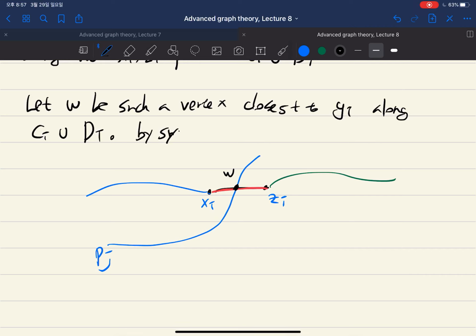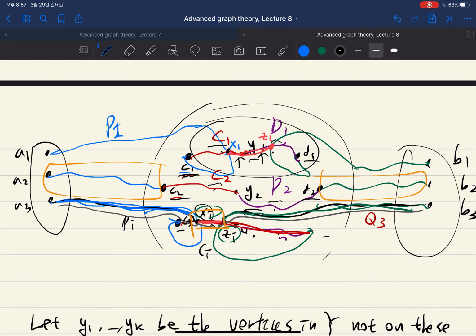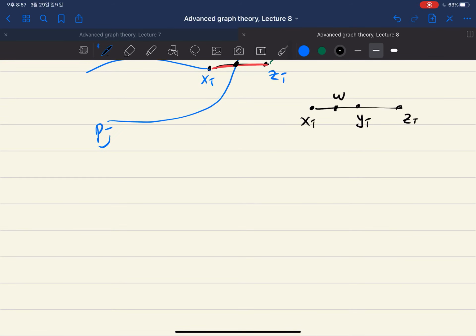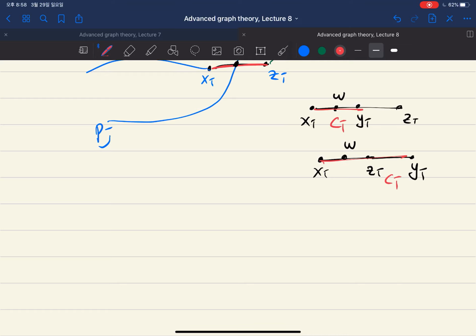And by symmetry, assume W is between XI and YI on CI. So it's either this situation XI and GI, YI, and we have W in the case of this normal case. But this special case, we could have XI, GI, but still it's between YI and XI in W. And this part is CI, and this part is CI in this situation.